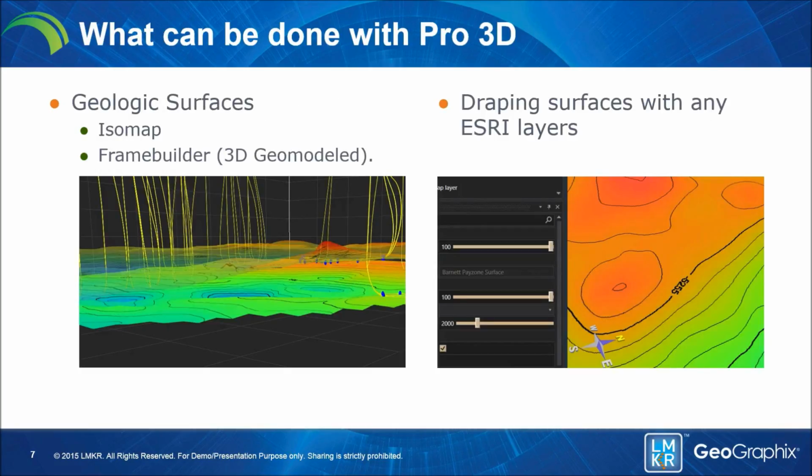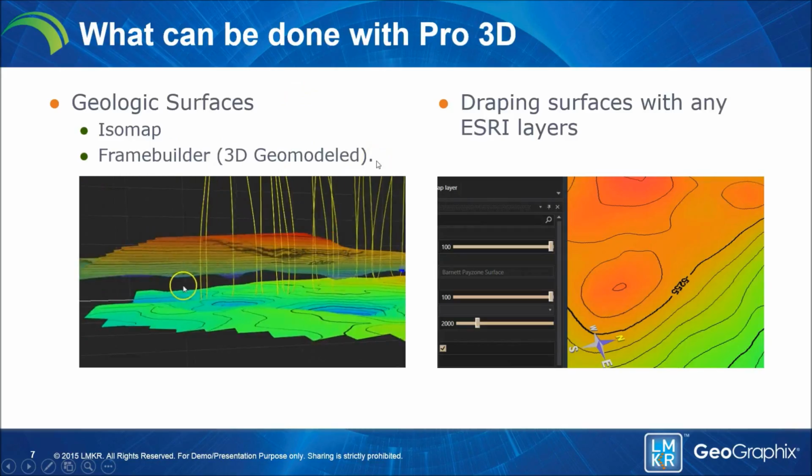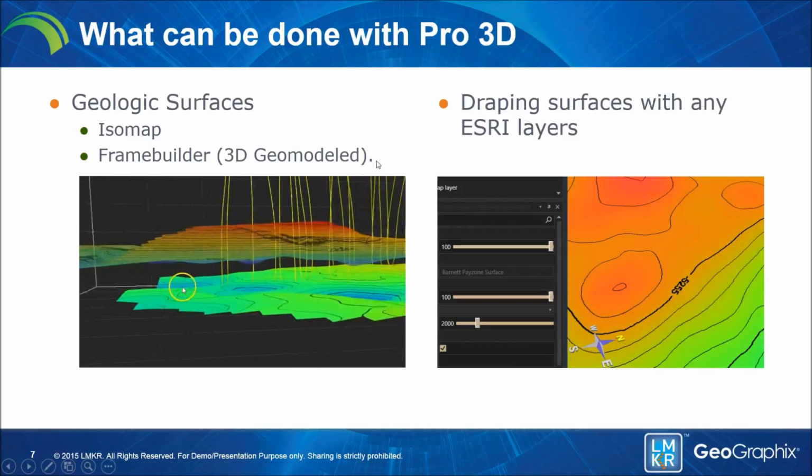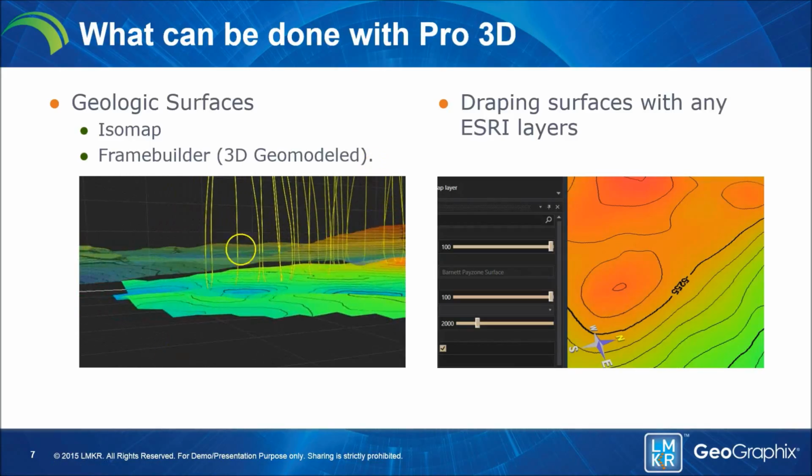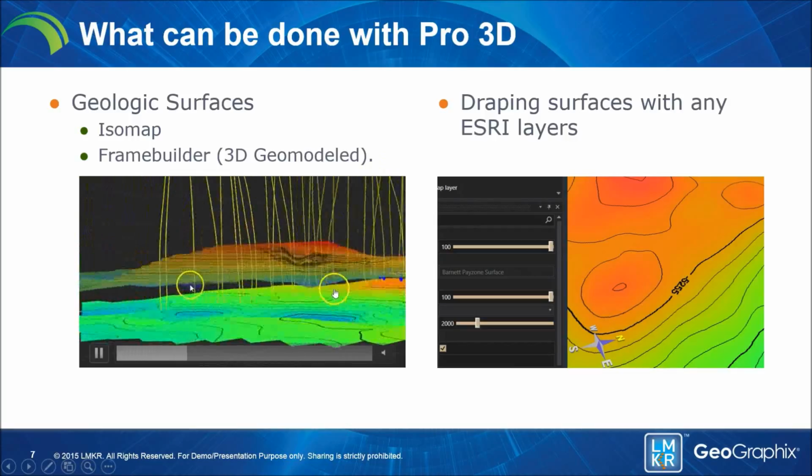All right, so what can we do with Pro3D? Let me give you a quick overview here. First, you can view all of your geologic surfaces, your isomap surfaces, and your Frame Builder 3D geomodeled surfaces that come from Smart Section. So you're taking a small little clip here, and you saw how that's done.